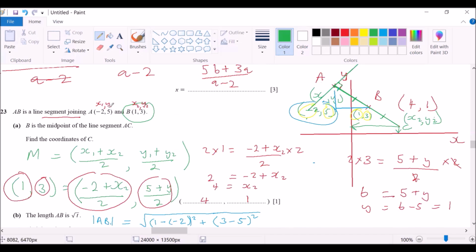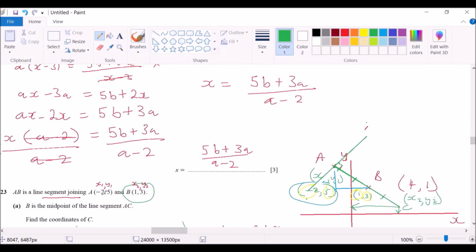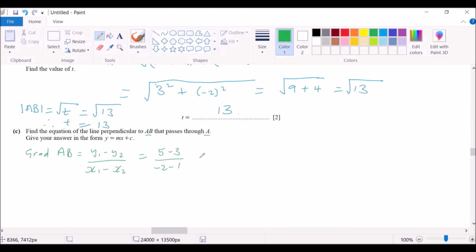So we say y1, 5, minus y2, 3, is equal to 5 minus 3 over x1, which is -2, minus x2, which is 1. So we say -2 minus 1. 5 minus 3 is 2, and -2 minus 1 is -3. So the gradient of AB is -2/3.